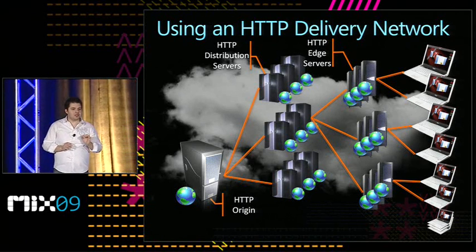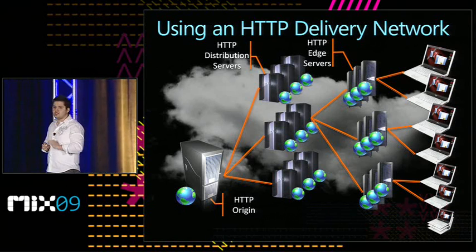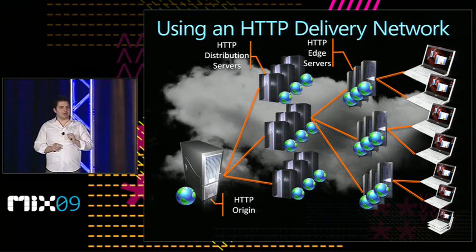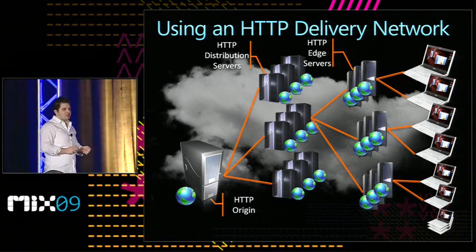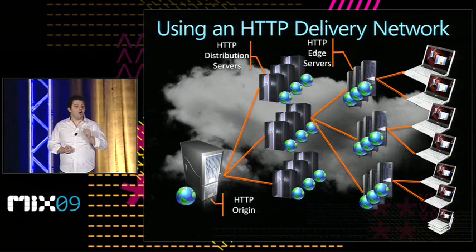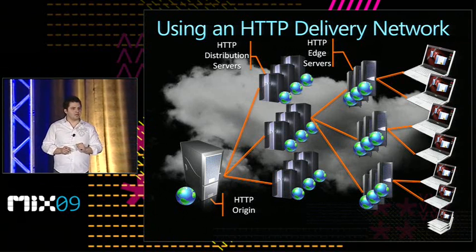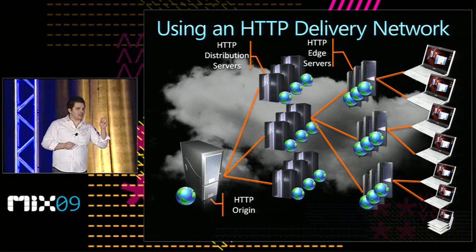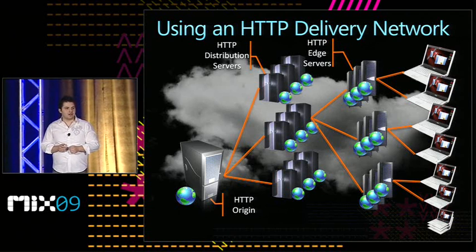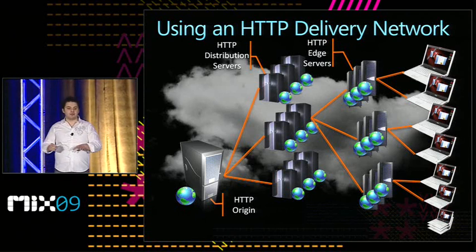In other words, you don't need to tell your HTTP infrastructure, here's the content I would like you to cache. The users make the requests. The edge server says, do I have a copy? No. OK, great. I'm going to ask the distribution server. The distribution server does the same thing. Do I have a copy? No. I'm going to ask the origin server, and I'm going to cache it. So these are very self-correcting networks.